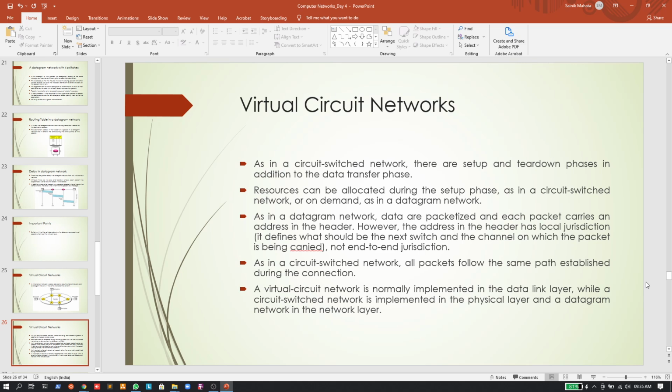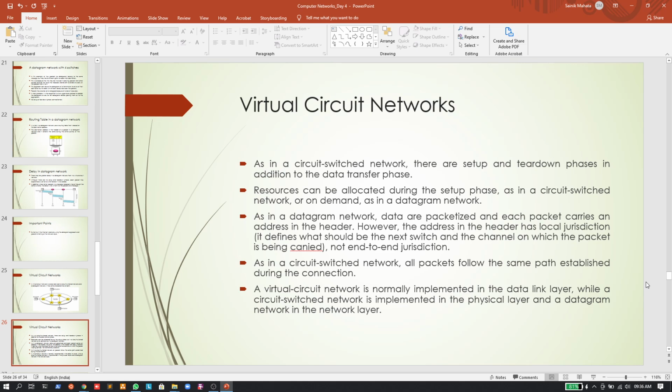However, you can see that the address in the header has a local jurisdiction. So there are two types of jurisdictions, or two types of addressing in this case. One is a global address and one is a local address. Now let us understand this very carefully. What's a global address and what's a local address? If I am talking about a global address, it means that if a packet is being sent from a source to the destination, the packet in its header will contain the address of the destination.